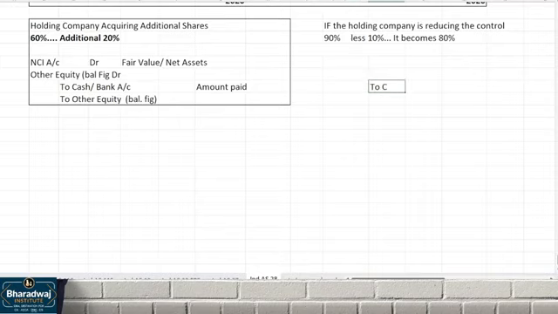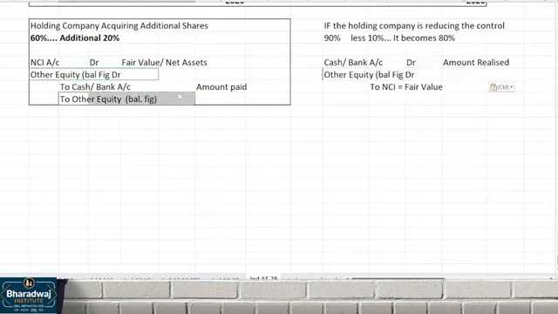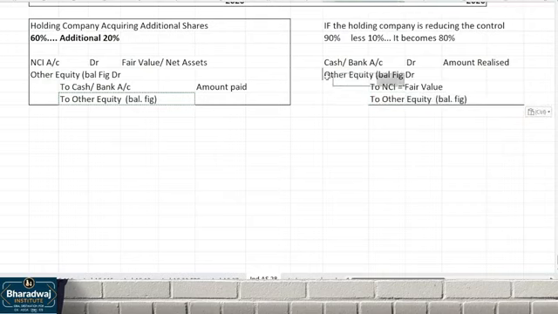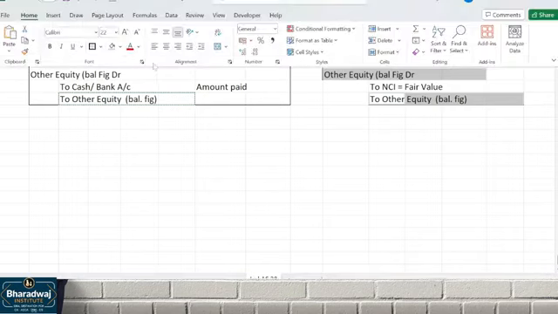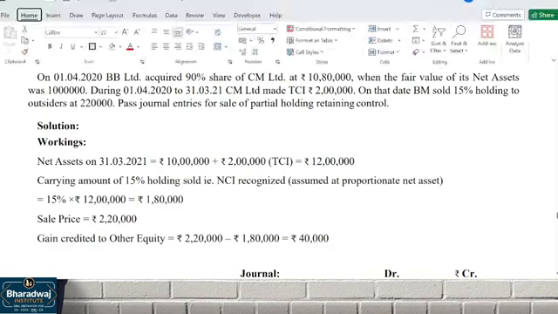So we will pass the NCI account. It will be recognized at what value? Fair value. And we'll get the cash. When you sell the shares, we'll get what? Cash or bank account debit, the amount realized. The difference will go to which one? Other equity. It may be a debit or credit. The balancing figure will be adjusted in other equity. So reduction in control, NCI value will go up. Now apply this concept and pass the journal entry.